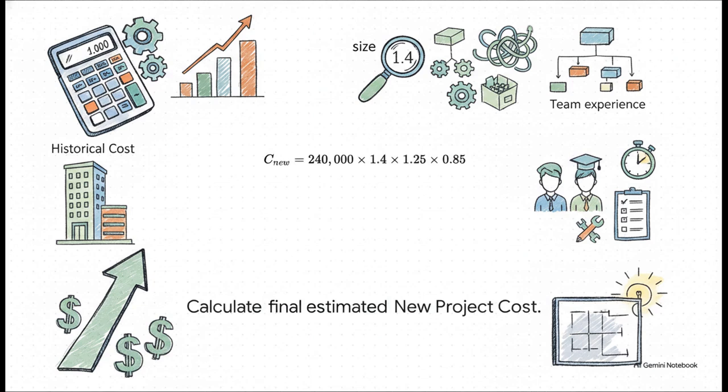So, we take our historical cost of $240,000, multiply it by our size factor of 1.4, multiply that by our complexity factor of 1.25, and finally multiply it by our team experience factor of 0.85. Run those numbers and boom, you have your mathematically sound estimate for the new project.